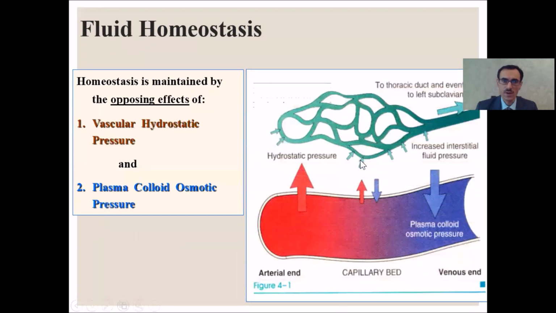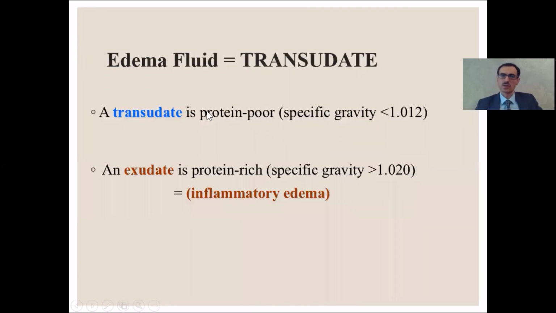So the homeostasis is maintained by the vascular hydrostatic pressure and the plasma colloid osmotic pressure. Here we see the increasing hydrostatic pressure that results in the formation of the edematic fluid. So in the next class we'll discuss inflammation, and here we also will compare the transudate with the exudate. Transudate is the fluid of the edema, the protein-poor fluid, but the exudate is the inflammatory edema.